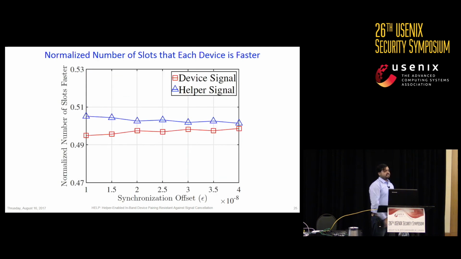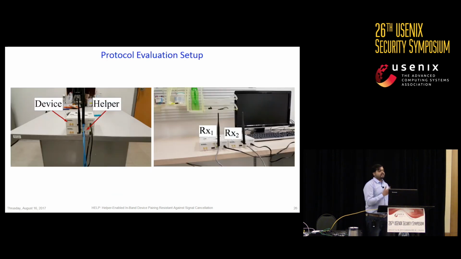We implemented this on the USRP platform, and we see that the number of slots on which the device or the helper is faster is equivalent to the probability of occurrence of a random guess. And finally, we did the protocol evaluation where we placed the device and helper on top of each other.